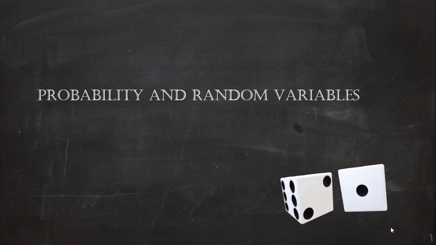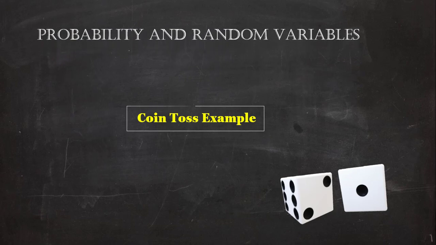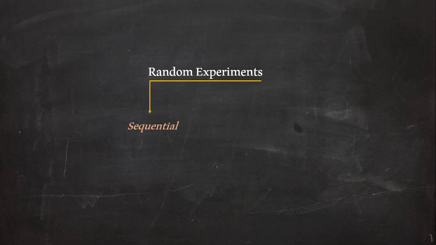Students, this is another example of probability and random variable which is related to the coin toss. Before diving into our example, we have to see how many types of random experiments exist. There are basically two types of random experiments: sequential experiments and simultaneous experiments. So what are sequential and simultaneous experiments?